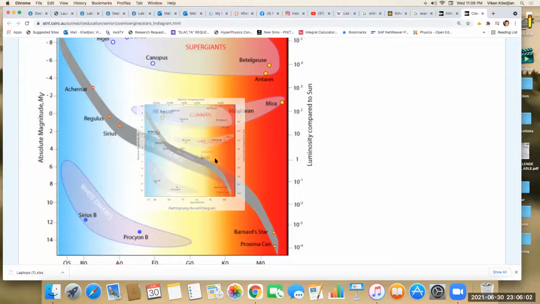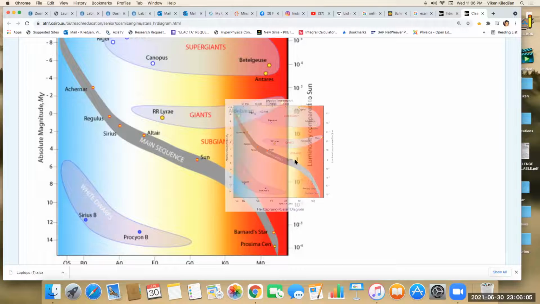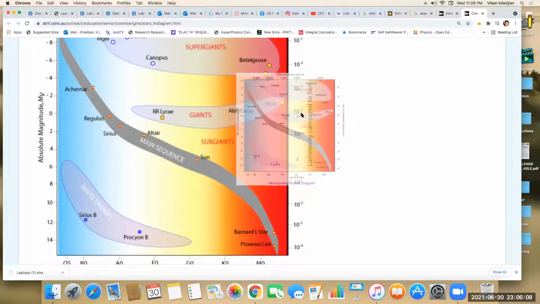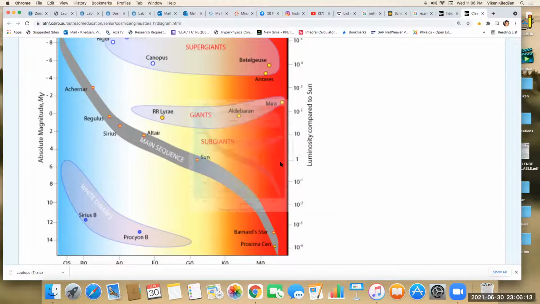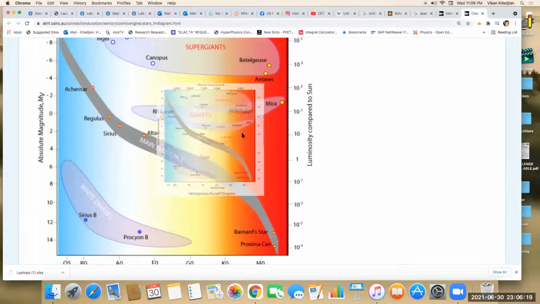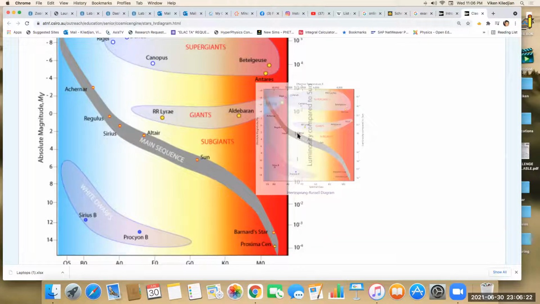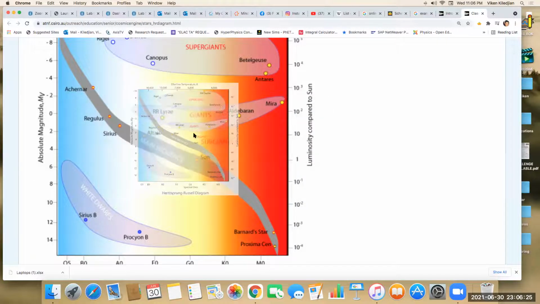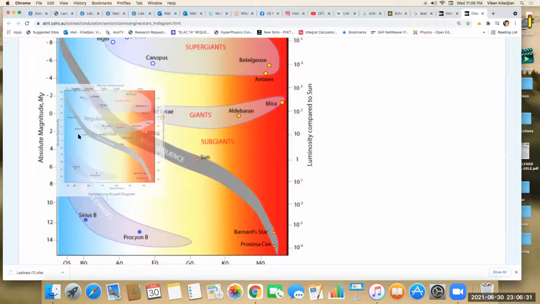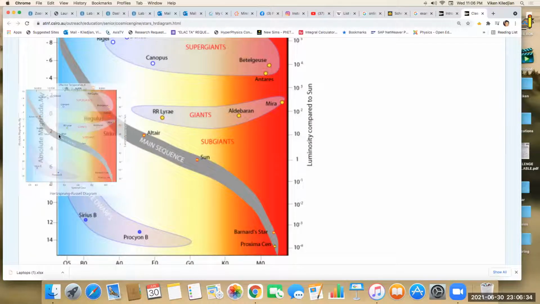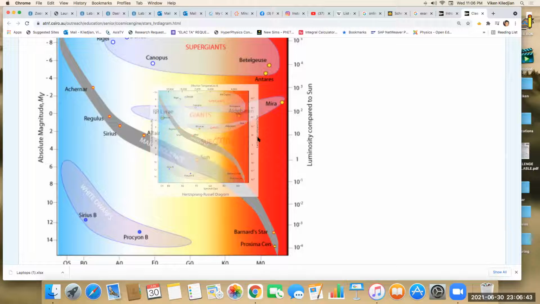And if you go to the right, by definition, the luminosity of the sun is a 1, because we compare the luminosity of other stars to the sun. So by definition, it is a 1, you see? So now, for example, Altair, if you go straight across, would be around 10 times brighter than the sun. And if I go to the left on the magnitude scale, it would be like a 2.5, and then you go to the right, that's a 10.